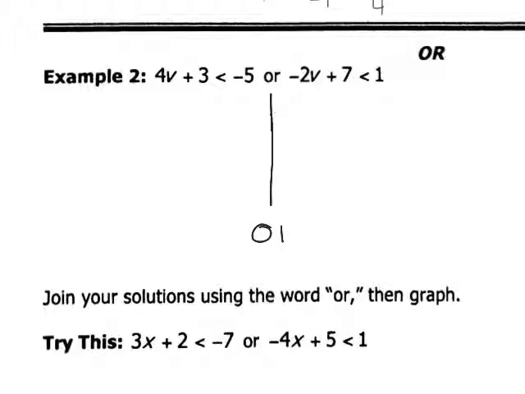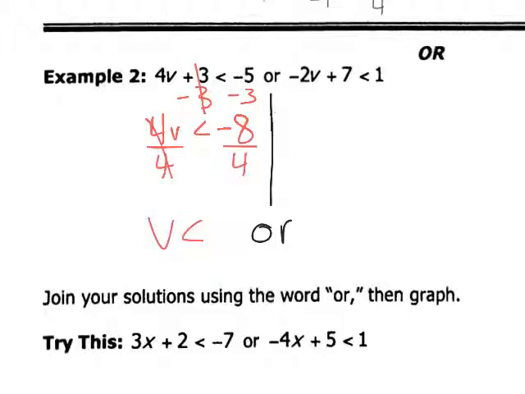Okay, so I want to solve these two separately. So I'm going to bring my OR down here, and then I'm going to solve them separately. So I'm going to subtract 3 from both sides. So I have 4v is less than negative 8. Divide by 4. It looks like I get v is less than negative 2 on that side. Solve the other side, so subtract 7. I get negative 2v is less than negative 6.